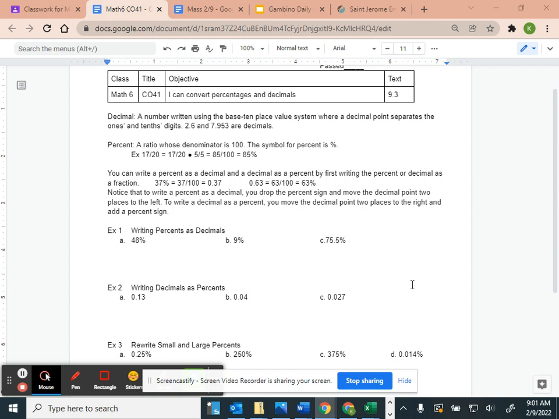So a decimal is a number written using the base 10 place value system where a decimal point separates the ones and the tenths digits. So 2.6 and 7.953 are decimals. When we look at how to say it officially, mathematically, we don't say 2.6, we say 2 and 6 tenths. The other one would be 7 and 953 thousandths. So a percent, remember, is a ratio whose denominator is 100. The symbol for percent is our percent symbol.